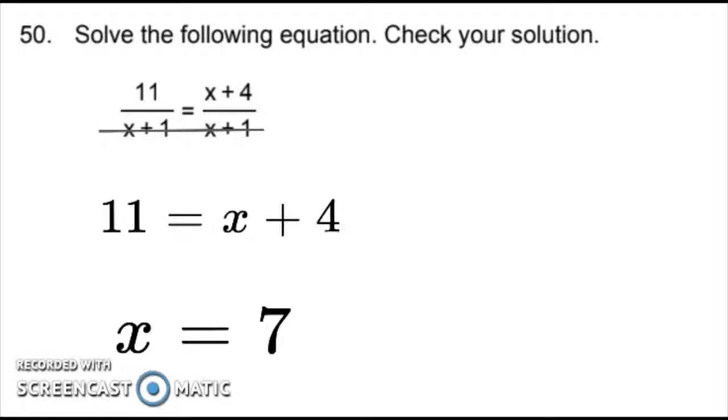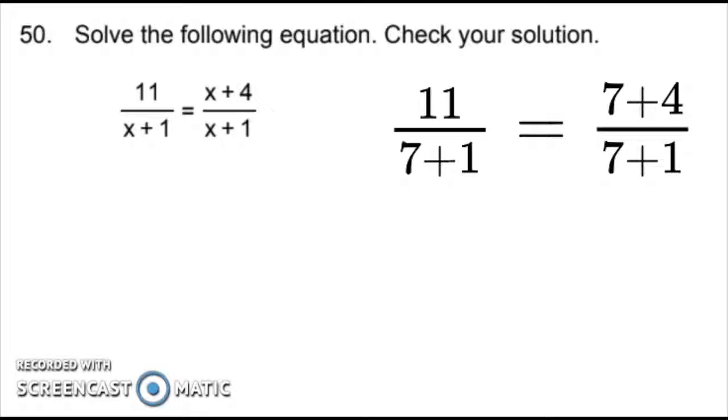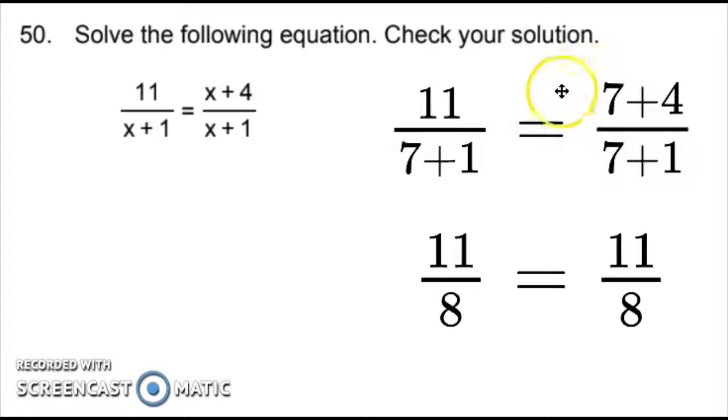Now let's check our answer. Substituting in 7 for x, we have 11 over 7 plus 1 equals 7 plus 4 over 7 plus 1. So you'll get 8 as your denominators and 11 on top. So you have 11 over 8 equals 11 over 8, which checks. So 7 is the answer for 50.